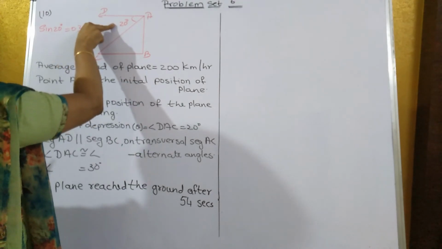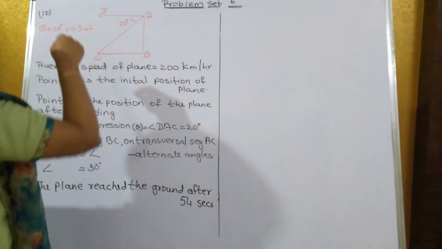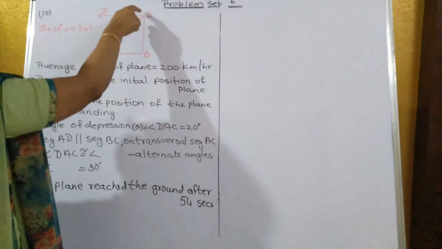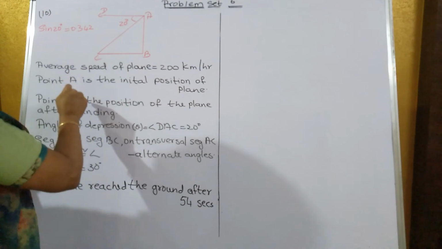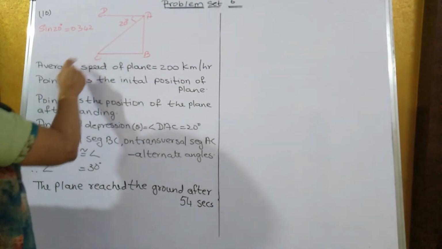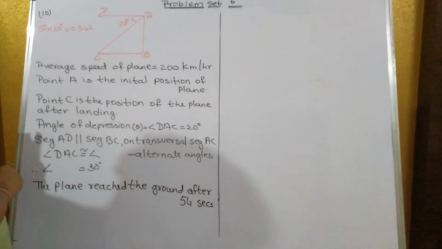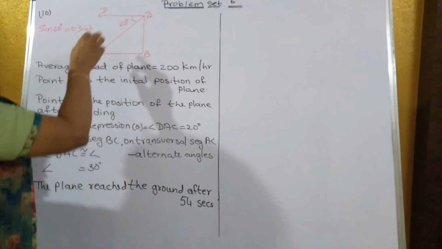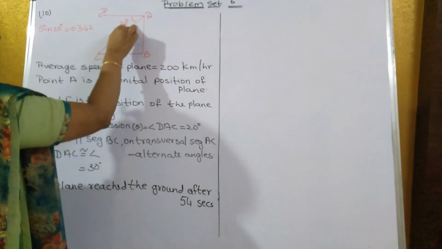The angle of depression is 20 degrees, and the speed of the plane was 200 km per hour. The time taken by the plane to land, from A to C, is 54 seconds. So first we have to find AC, the distance the plane traveled.